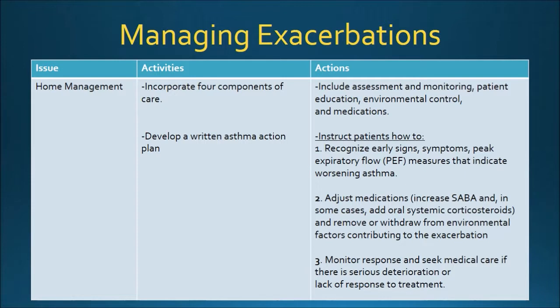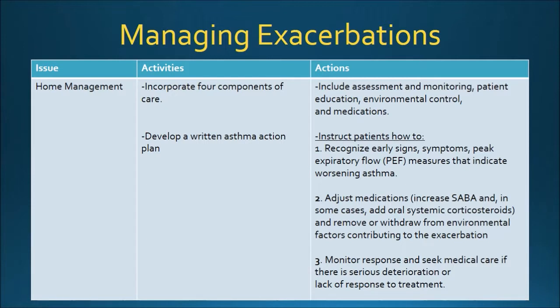Home management for the patient for exacerbation should incorporate 4 components of care, which include the assessment and monitoring, the patient education, environmental control and medications. It should also include a developed written asthma action plan.